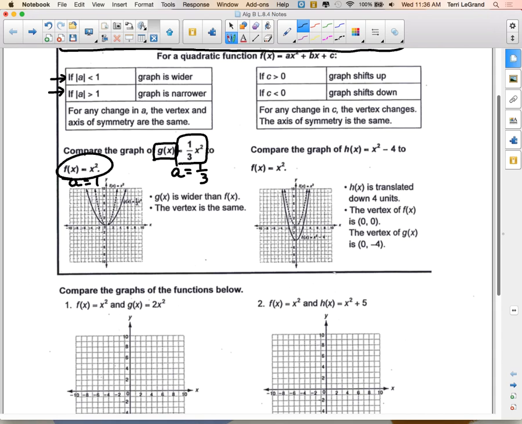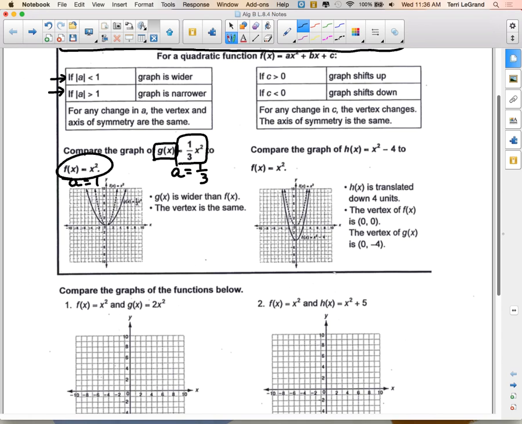Did g of x get wider or skinnier? So the dashed line one is f of x, and the solid line one is g of x. So we compare g of x to f of x. Here's f of x, here's g of x. What happened? G of x got wider.